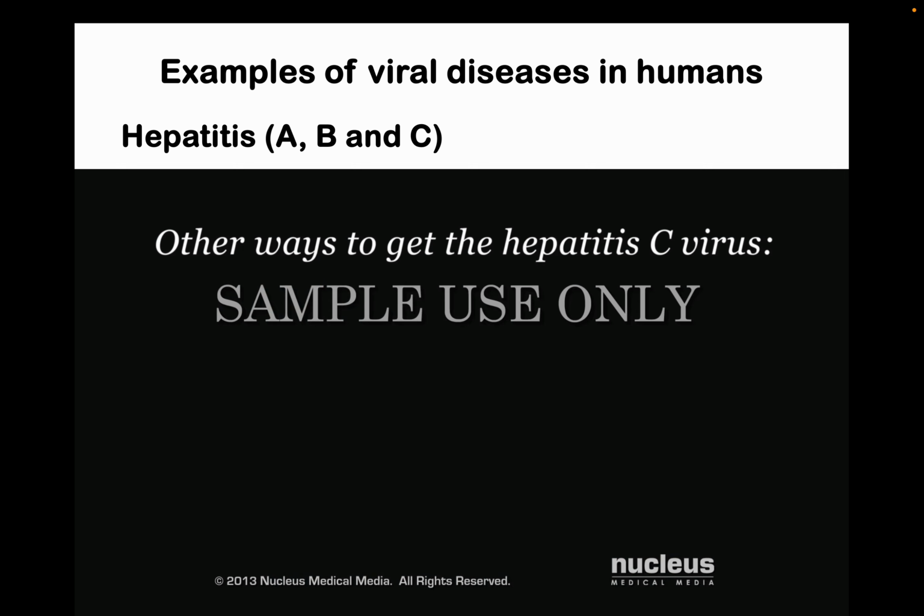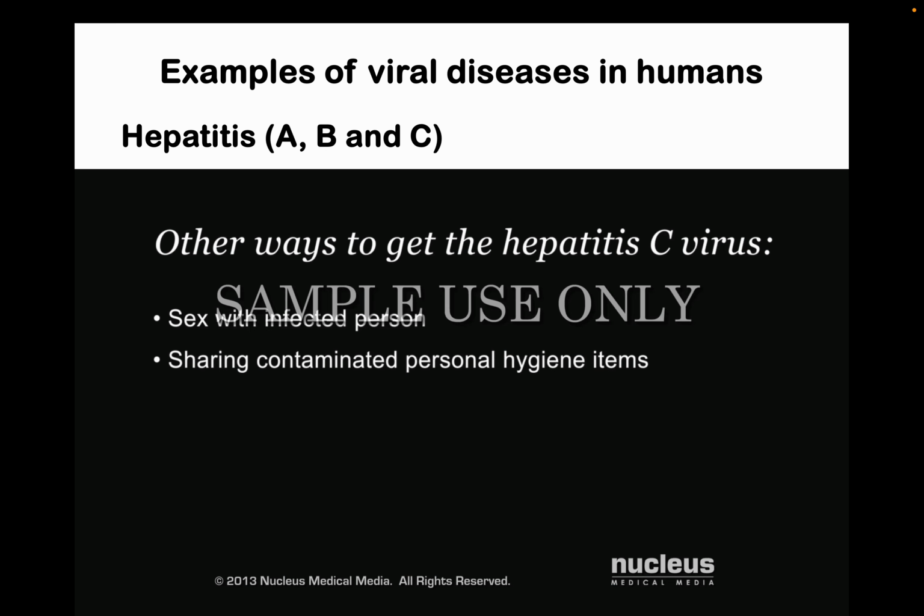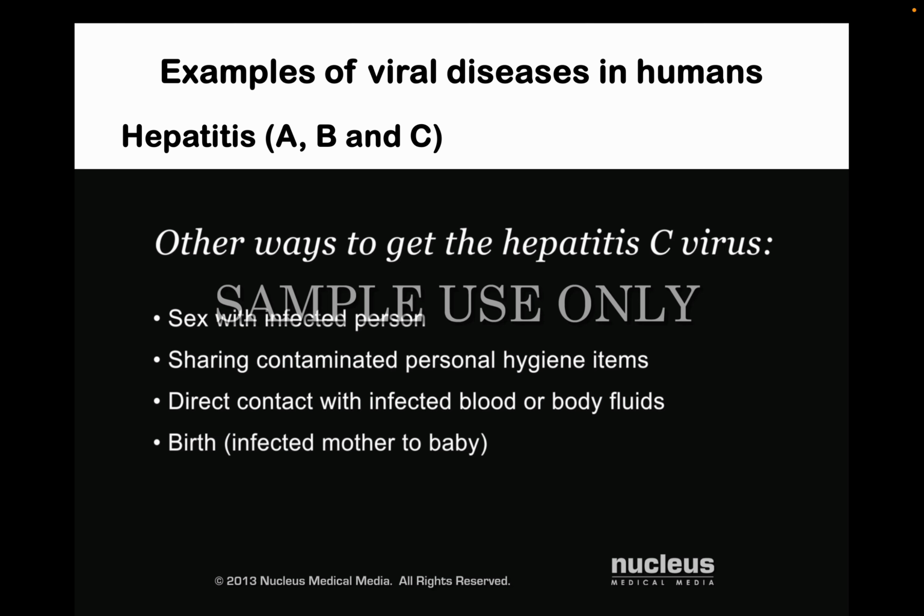Other ways you may have been exposed to the virus include having sex with someone infected by the virus, sharing personal hygiene items such as razors or toothbrushes used by an infected person, direct contact with the blood or body fluids of an infected person, or when a mother passes it to her baby during birth.